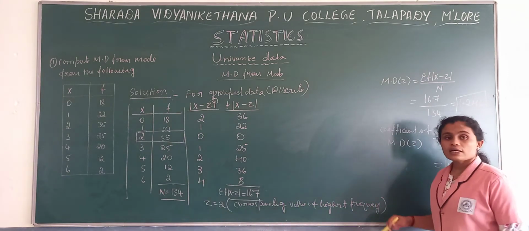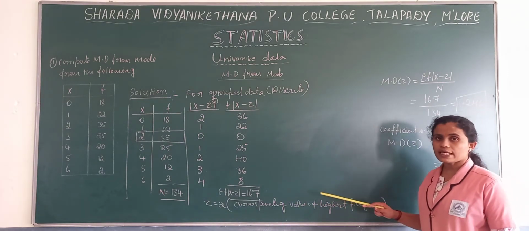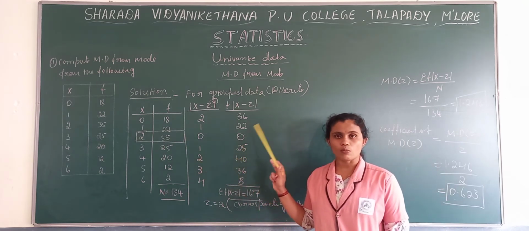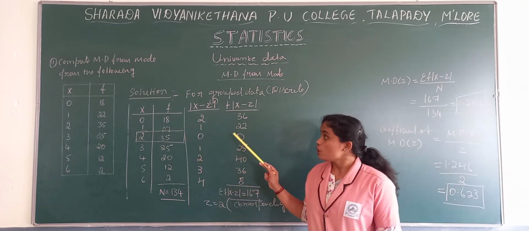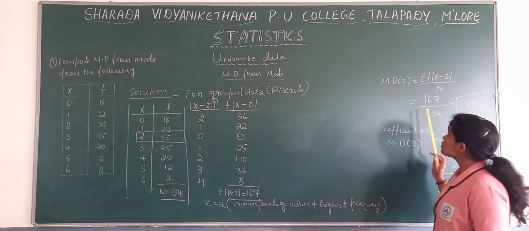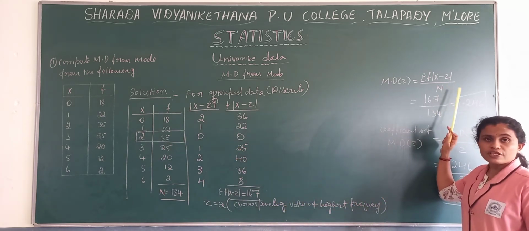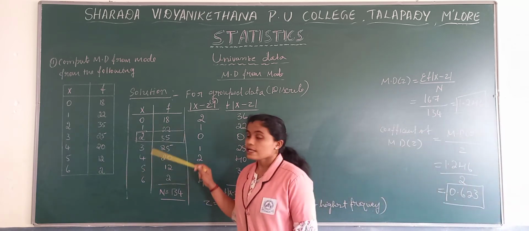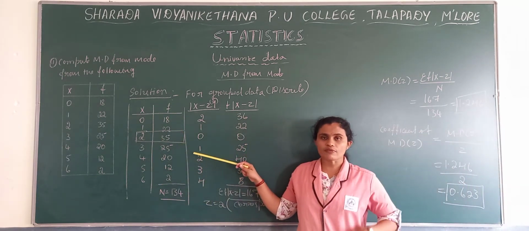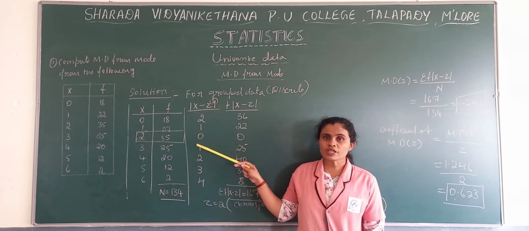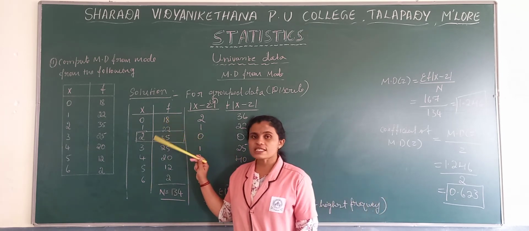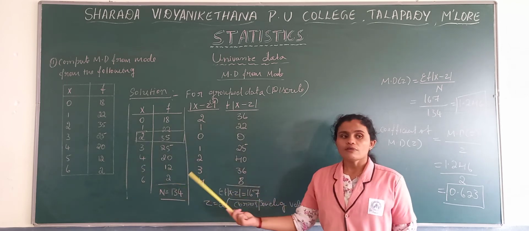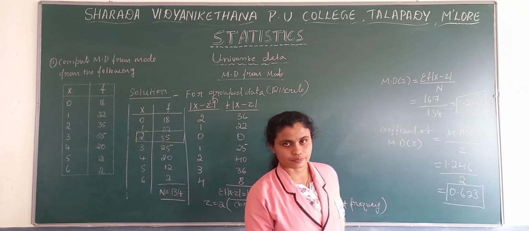So this is a discrete problem. When we get a discrete problem in case of mean deviation from mode, what do we need to do? Here the only difference is with the formula. Firstly we need to calculate the mode. How do we calculate it in case of discrete? Firstly we need to check the frequencies. Which is the highest frequency? The corresponding x value is our mode. Now we'll see one more problem.